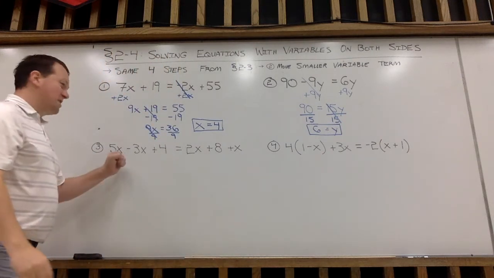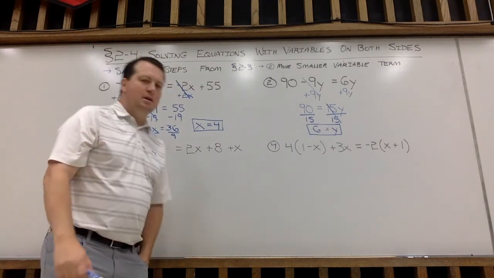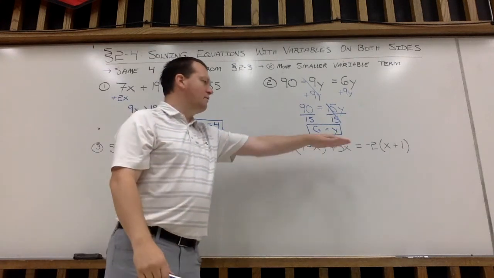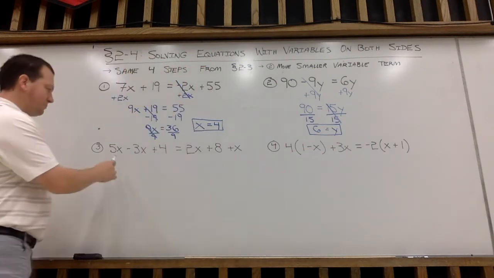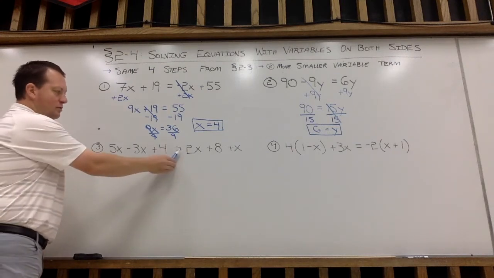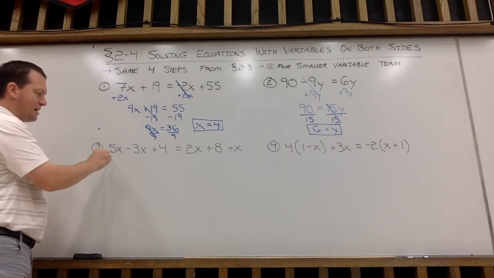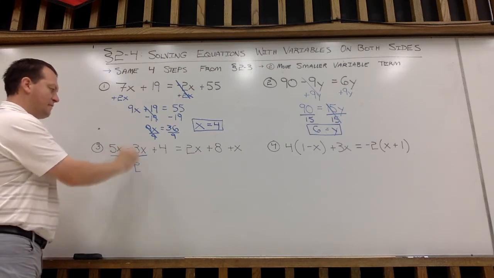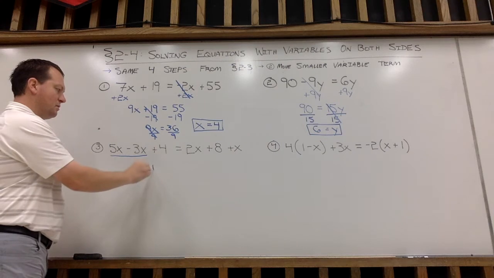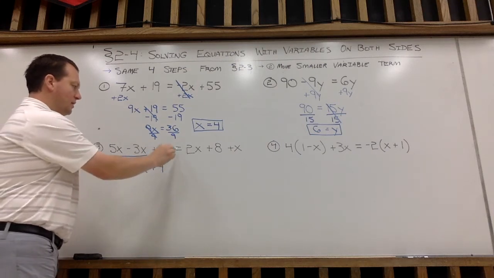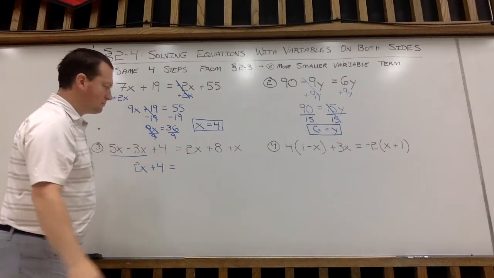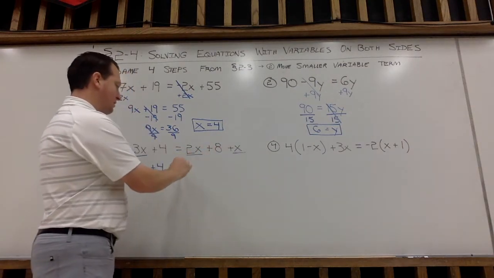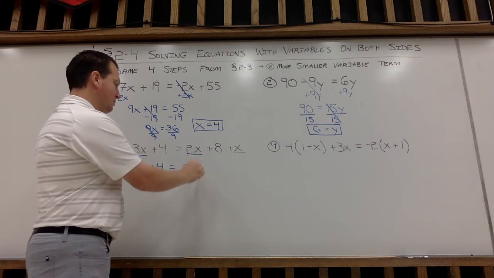Okay, examples 3 and 4 are a little more challenging because there is some cleanup to do on both the left and right sides of my equations. Example 3, I have like terms here on the left side of the equal sign. I have 5x take away 3x, so that'll leave me with 5 minus 3, 2x, plus 4 will equal, on the right side I have 2x and 1x, that'll leave me with 3x plus 8.